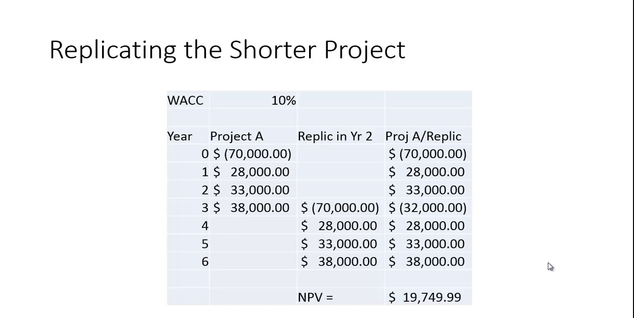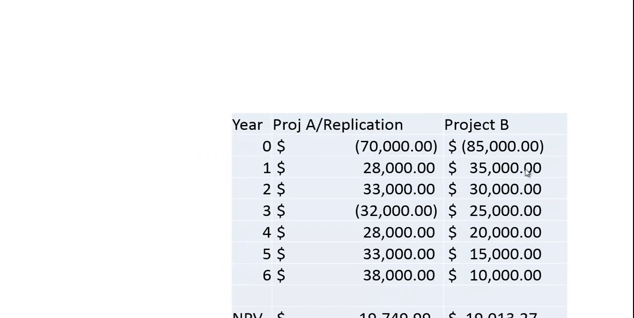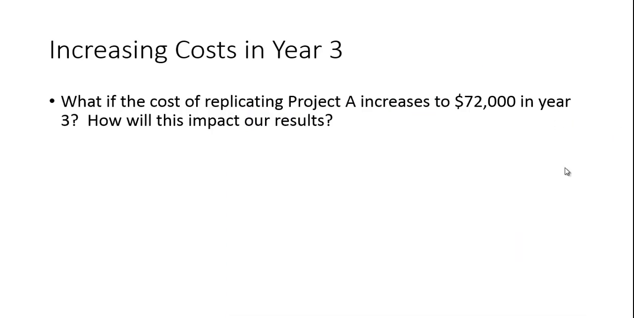And if we calculate the NPV for this at a cost of capital of 10%, we get $19,749.99, which is now higher than the $19,013 that we had for Project B. So by replicating the project, we make a more fair comparison between A and B, and we see that A is the better project.